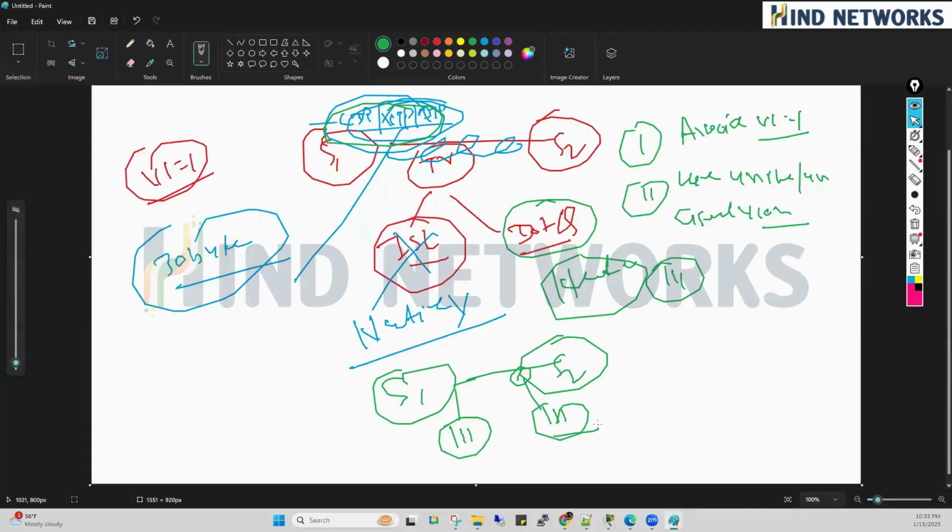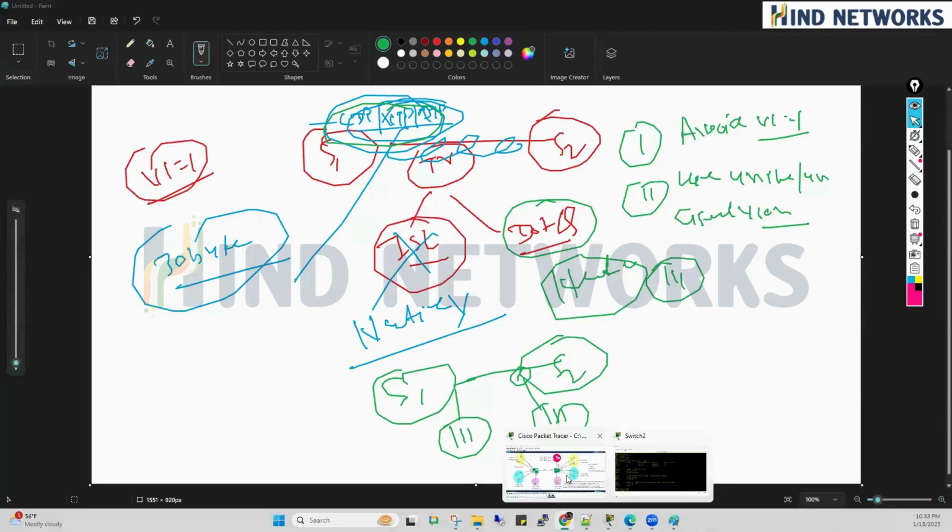Clear, guys? Everyone, yes or no? Otherwise, you will get the error of native VLAN mismatch. That will be the problem. So that is the use of native VLAN, guys.